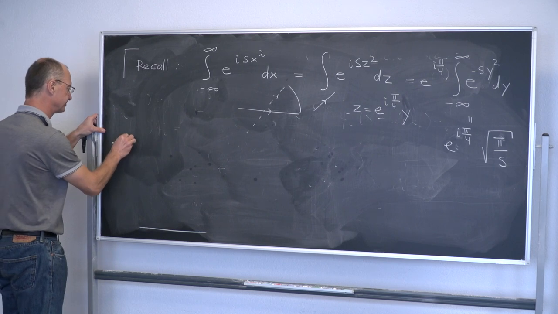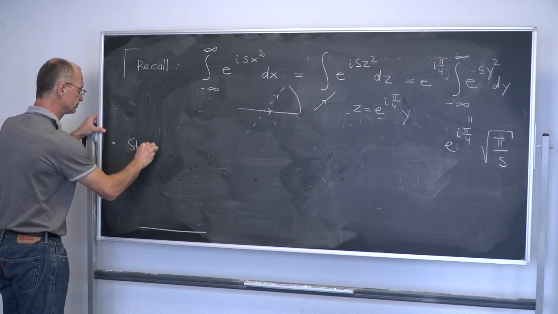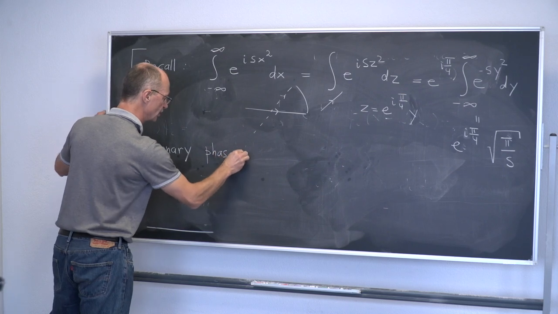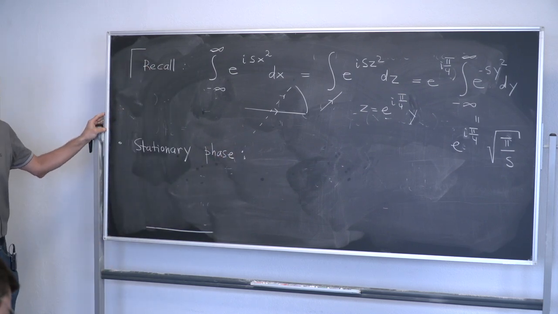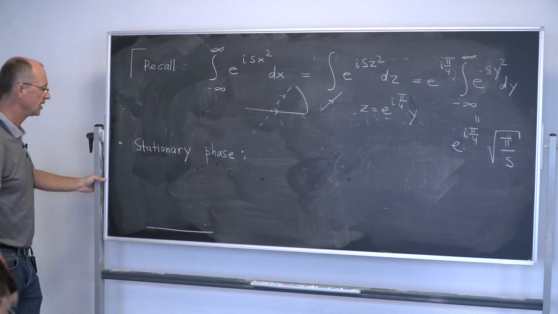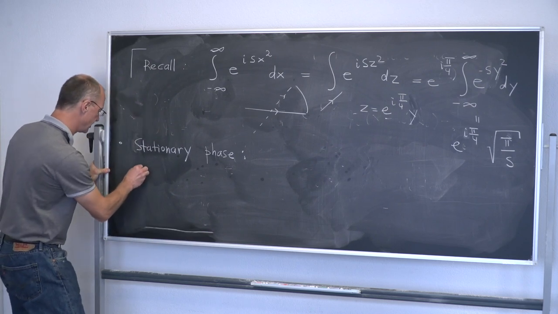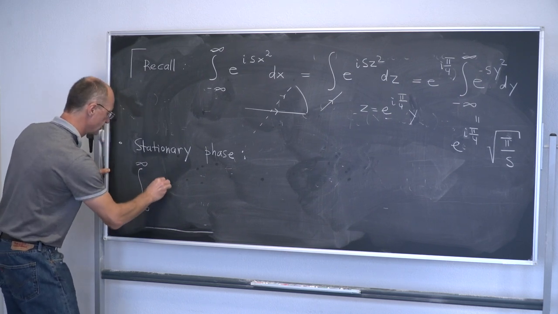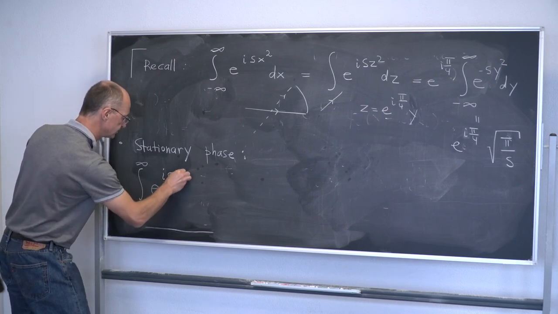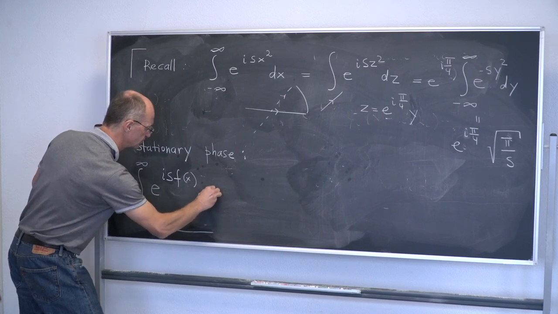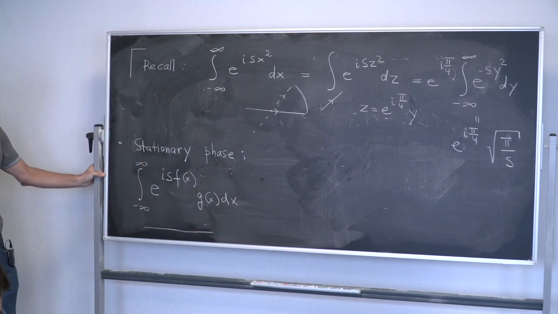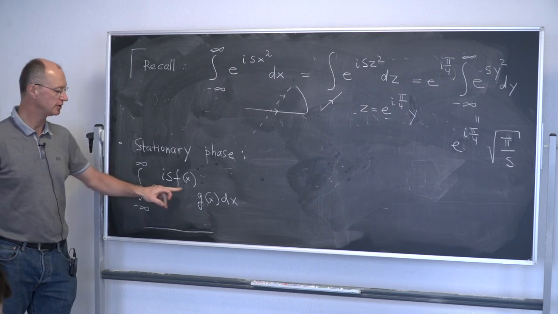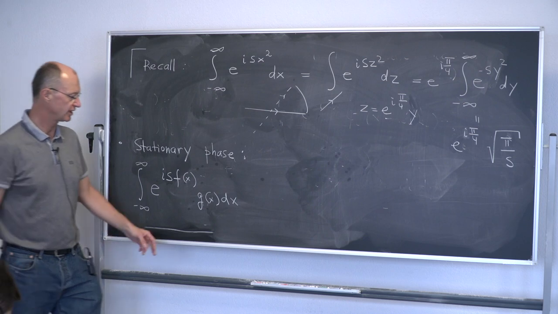Related to this calculation is the stationary phase method. Recall that we were looking at the steepest descent formula a couple of classes ago. So the stationary phase is the following statement. We now have an integral of the form exponential of i s f of x, so s will be again a large parameter, and here maybe some other function, g of x, dx.